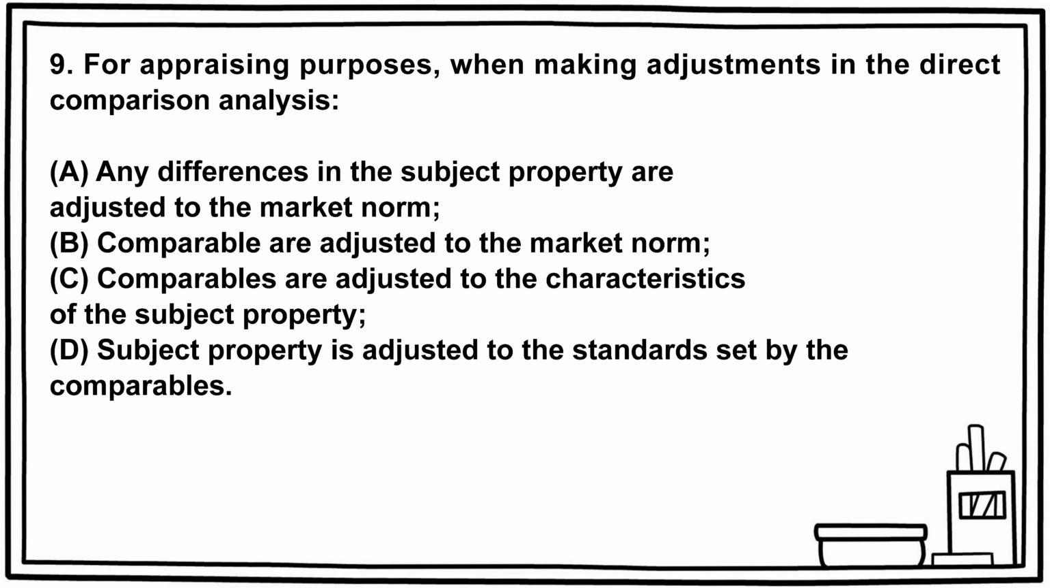9. For appraising purposes, when making adjustments in the direct comparison analysis: A. Any differences in the subject property are adjusted to the market norm. B. Comparables are adjusted to the market norm. C. Comparables are adjusted to the characteristics of the subject property. D. Subject property is adjusted to the standards set by the comparables.